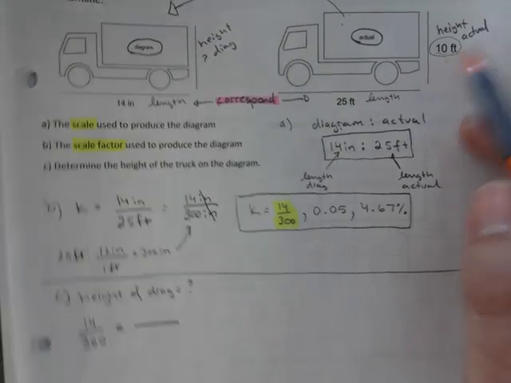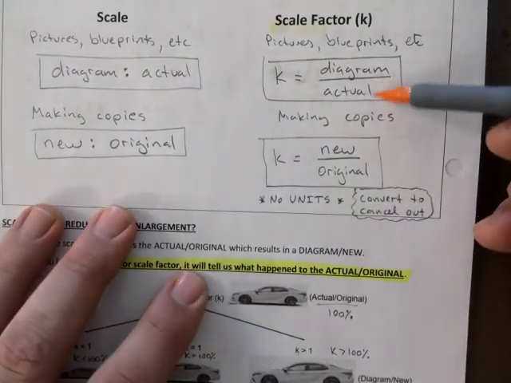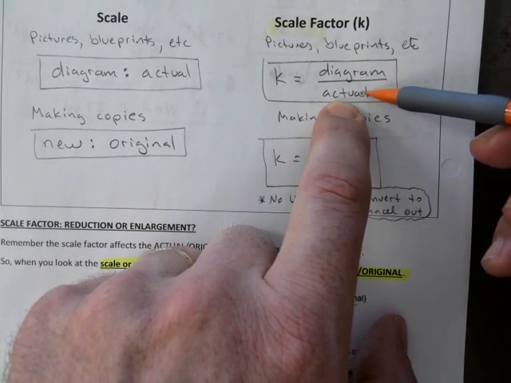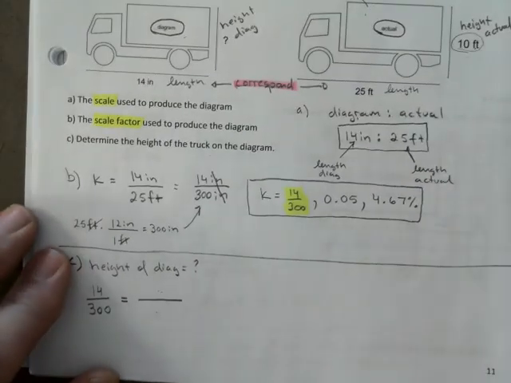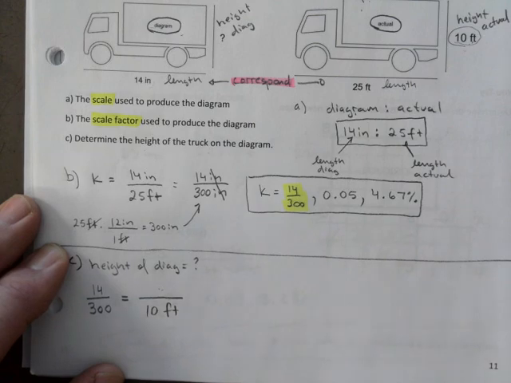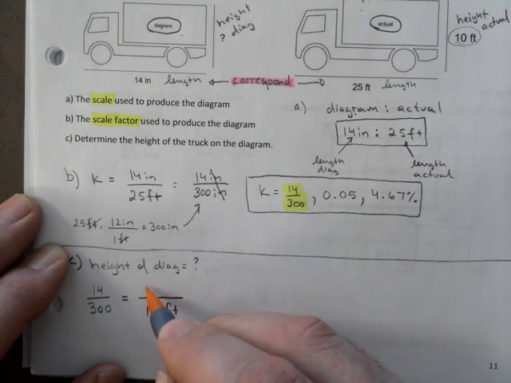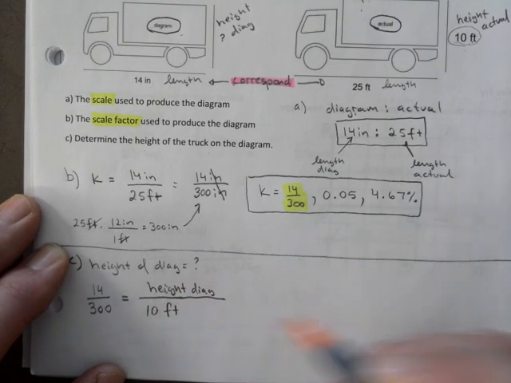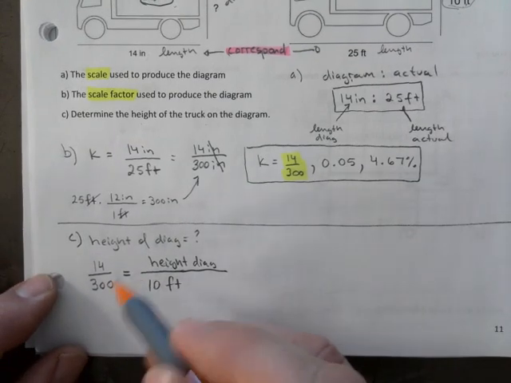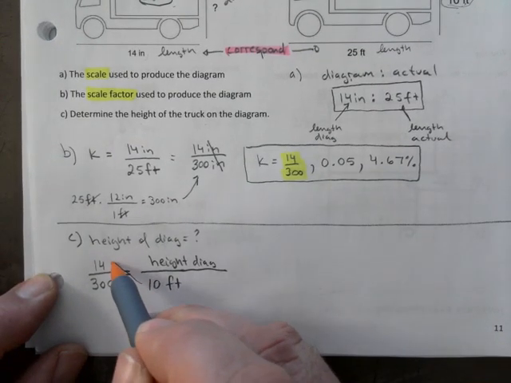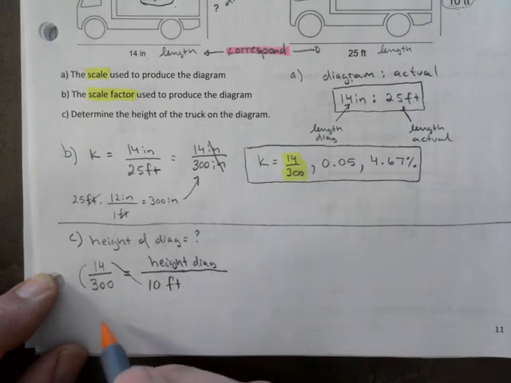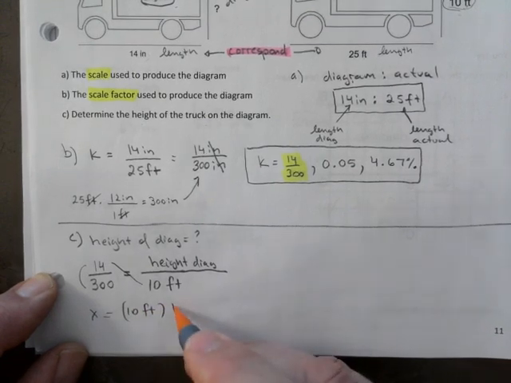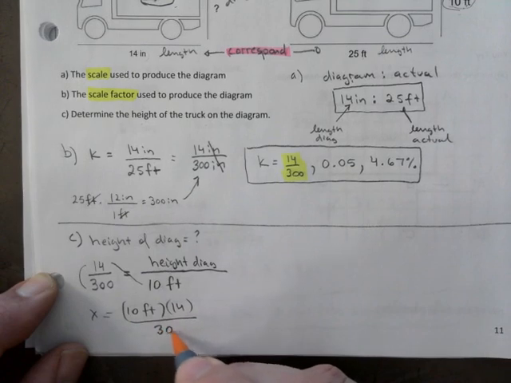So you look at your study sheet real quick right now. You're going to have this one on there. Right? You're going to have this on your study sheet. Where does the actual go? In the denominator, right? So we're going to put the 10 feet down here. And this is going to be the height of diagram. Right there. Okay. So we're going to cross multiply like this and then divide.